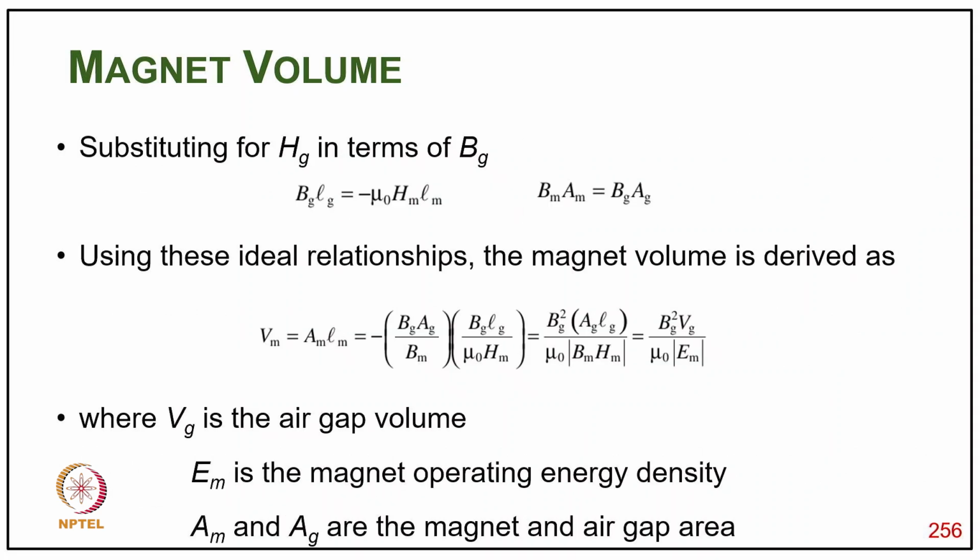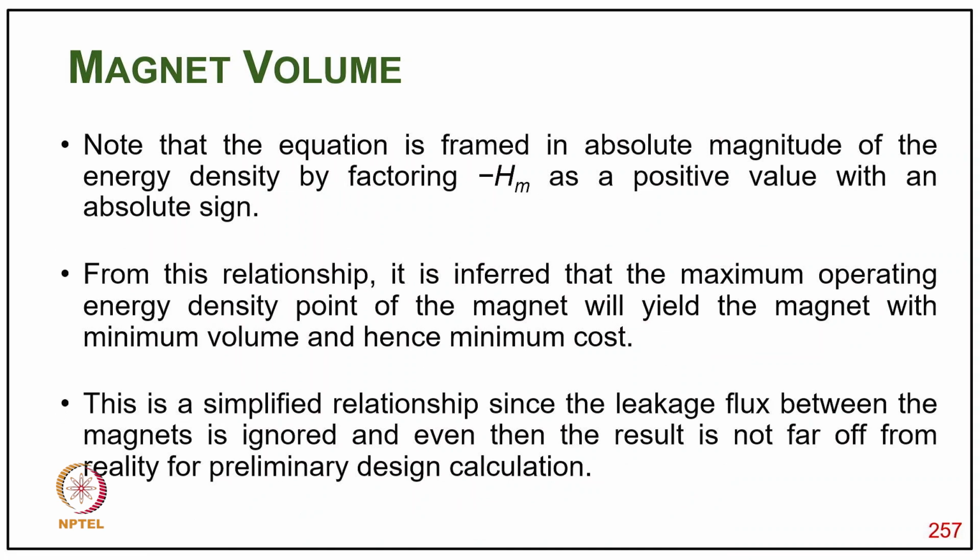So substituting Hg in terms of Bg, Bg lg equals minus mu0 Hm Lm, where Bm Am equals Bg Ag. Using these ideal characteristics, the magnet volume is derived as Am lm equals minus Bg Ag upon Bm, or Bg upon mu0 Hg, or Bg square Ag lg upon mu0 Bm Hm, or equal to Bg square Vg upon mu0 Bm, where Vg is the air gap volume, Bm is the magnet operating flux density, and Am and Ag are the magnet and air gap area.